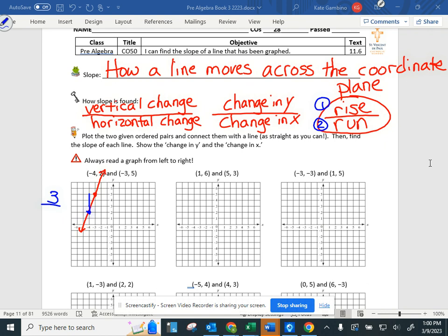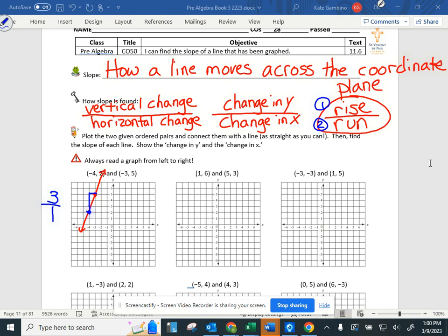The run always goes to the right, so that run is always positive because we're going to the right. Think about our number lines. Positive numbers go all the way to the right, negative numbers go to the left. We're never going to be going to the left because we always start on the left and we go to the right. I'm going over 1 space. I'm going to put a 1 under it. It's 3 over 1. So we'd read it, for our slope, as 3 over 1. That's our slope.